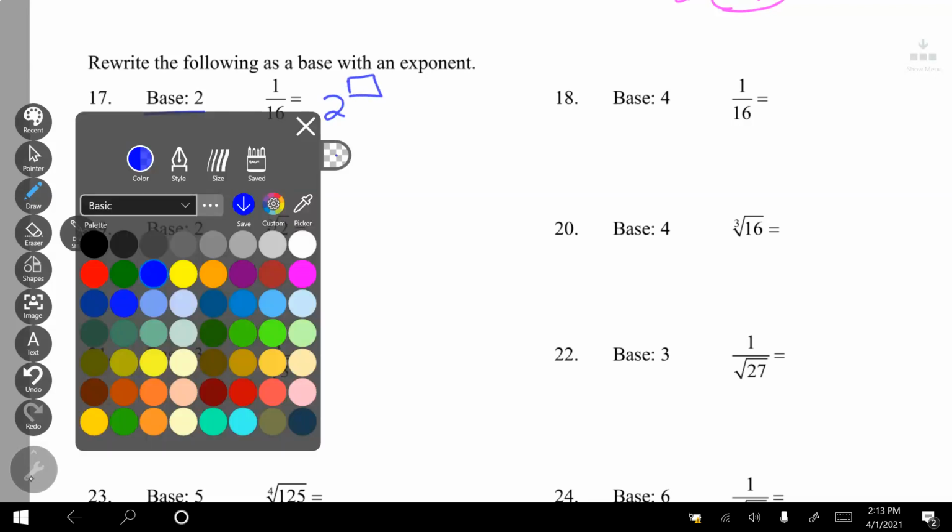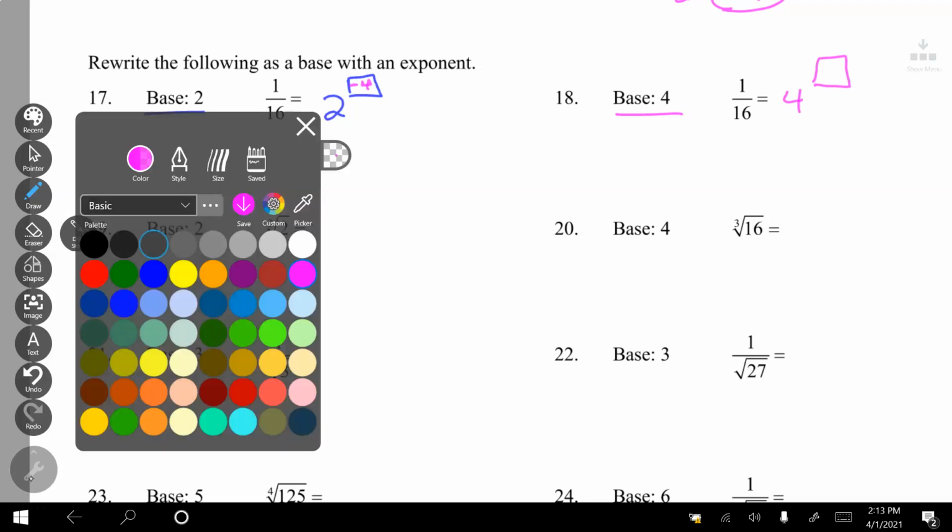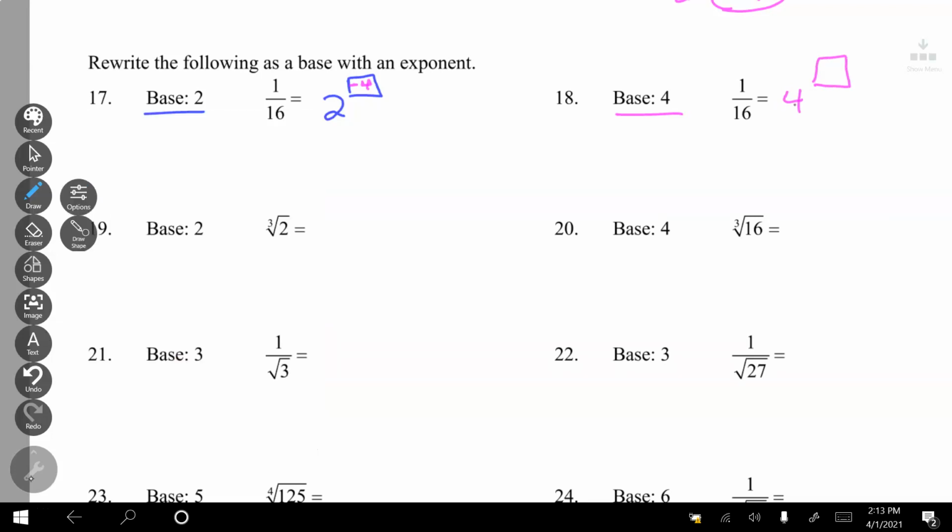Well, it's going to be 2 raised to, well, if it's 16 it would be 4. But since it's 1 over 16, it's going to be negative 4. And that's what we get, 2 raised to the negative 4. Now I'm going to use base 4, so I have to do 4 raised to the what? Well, if it was 16, it would be 4 squared, but it's 1 over 16, so it's negative 2. It's 4 raised to the negative 2.